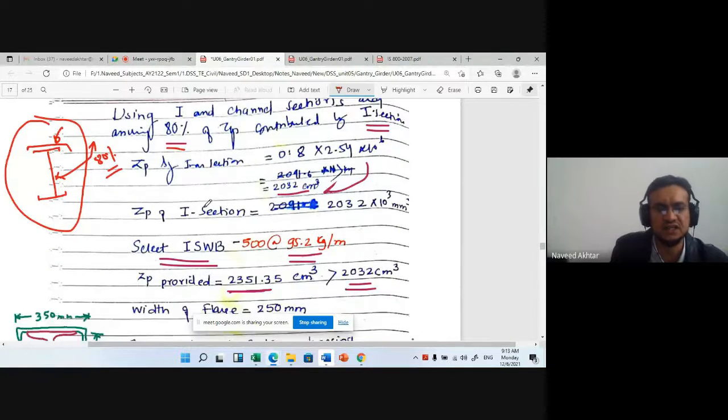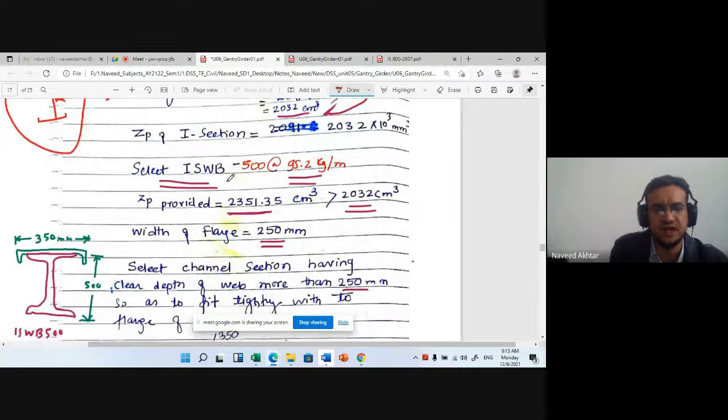So we will take ZP 0.8 times of that, and ZP of the I section will be reduced to 2032 centimeter cube, or 10 raised to 3 mm cube. Then we have to select the section based on ZP.